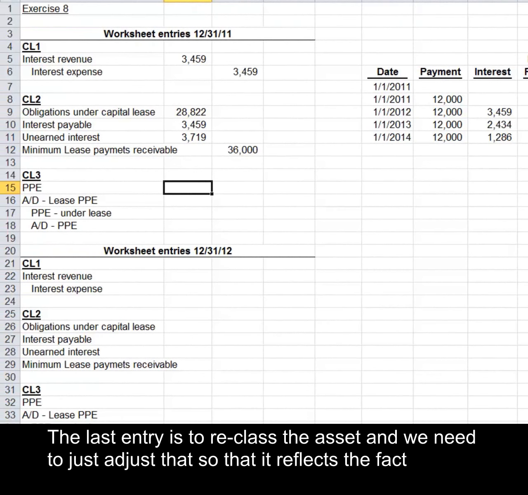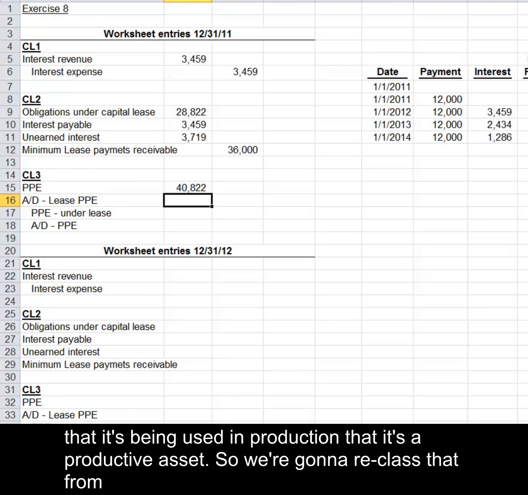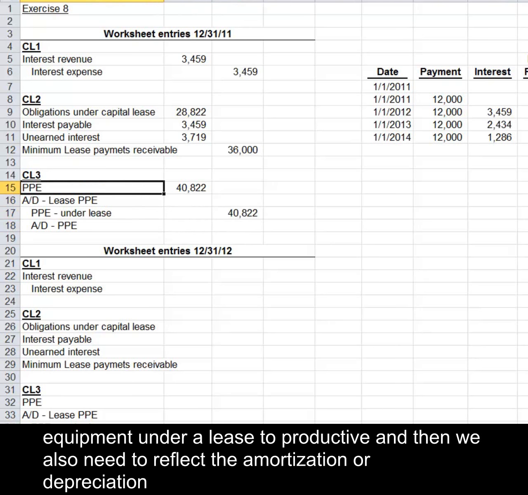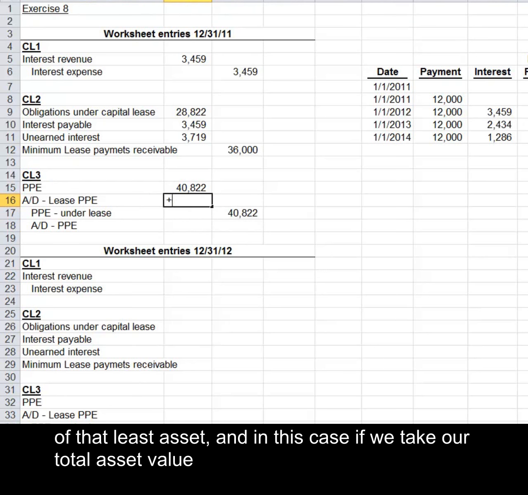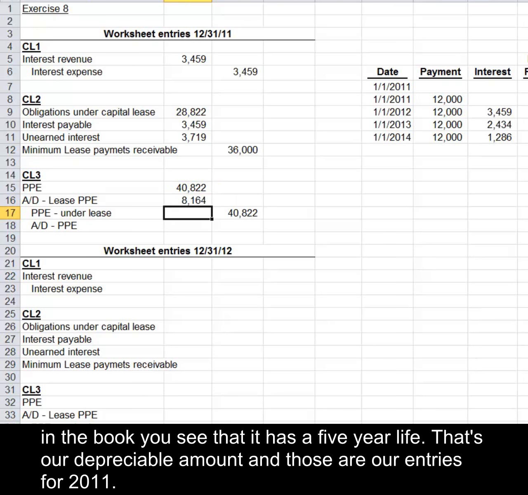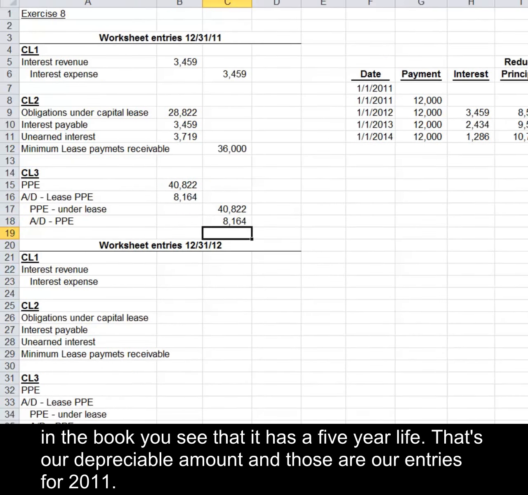The last entry is to reclass the asset, and we need to just adjust that so that it reflects the fact that it's being used in production, that it's a productive asset. So we're going to reclass that from equipment under a lease to productive, and then we also need to reflect the amortization or depreciation of that leased asset. And in this case, if we take our total asset value, in the book you see that it has a 5-year life. That's our depreciable amount. And those are our entries then for 2011.